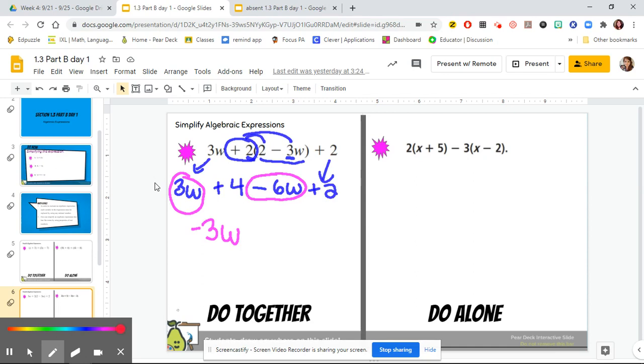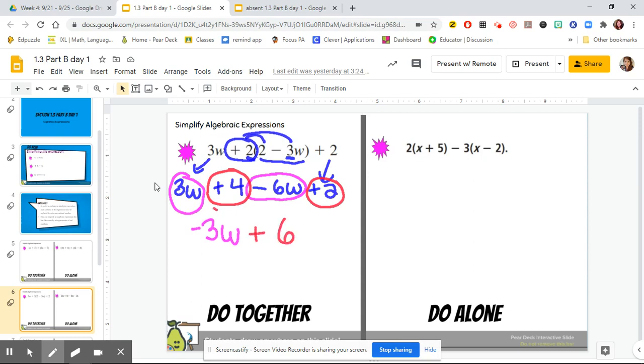The next thing we have are our two constants. I have a positive 4 and a positive 2. And positive 4 plus positive 2 is 6. And if I look at those two terms, negative 3w plus 6, they are not like terms, therefore I am complete. And please note, I did put my variable first.